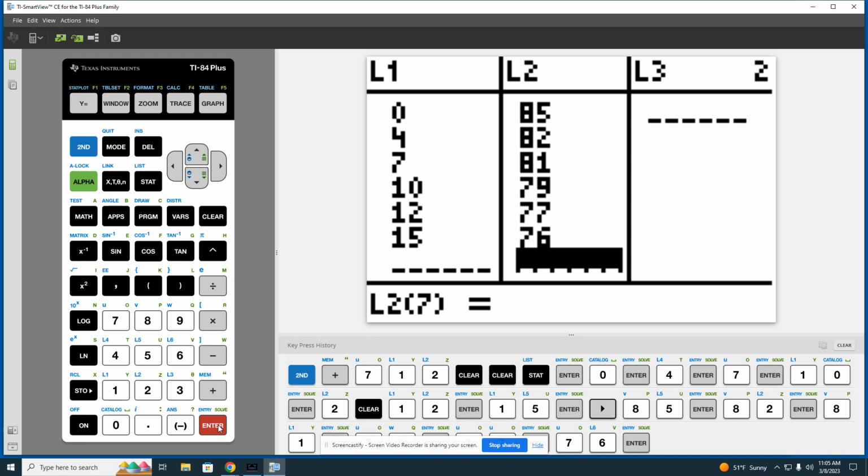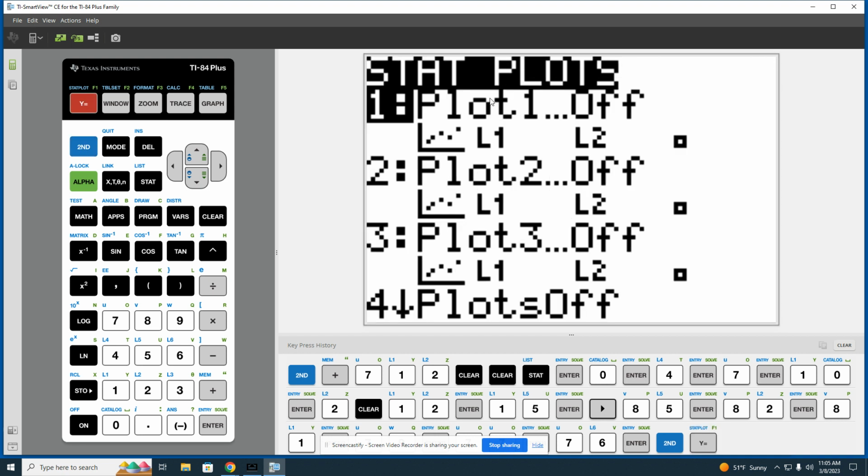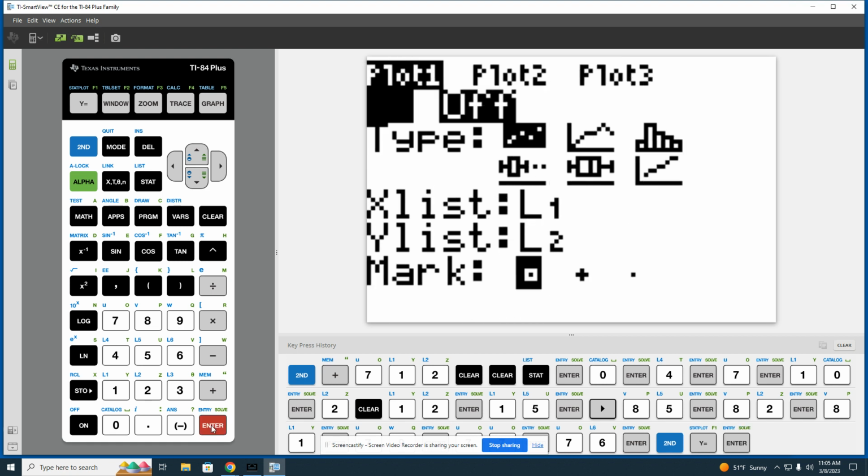Now here's the deal. I want to see this data, right? But I can't just push graph, because graph graphs what's in Y equals. Did I put this in Y equals? No. So the first thing I need to do is tell my calculator I want to graph this stuff. So here's where I go. Ready? We're going to go second, Y equals, and we're going to turn our stat plot from off to on. So we're going to push enter, enter. And it highlights on. Now we've told our calculator to graph this data.